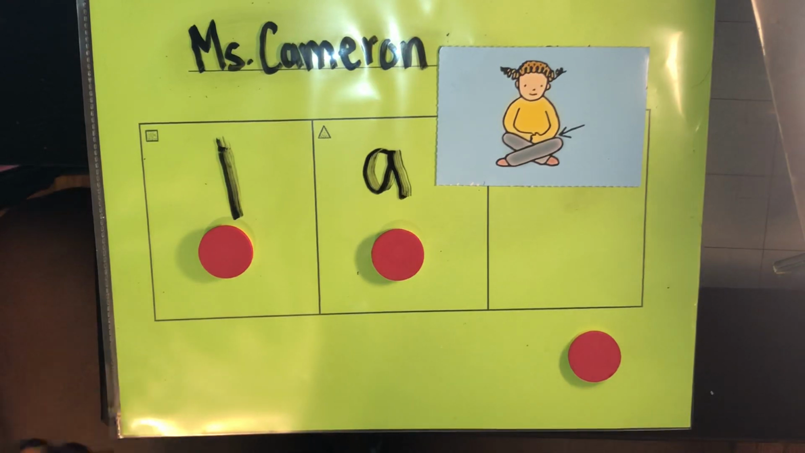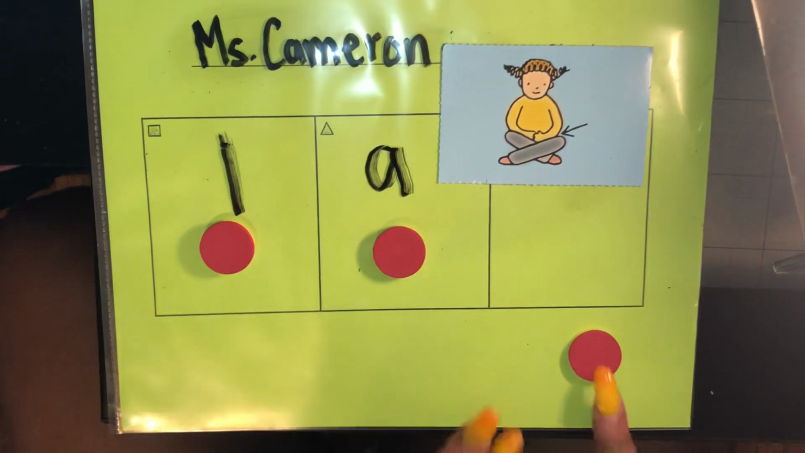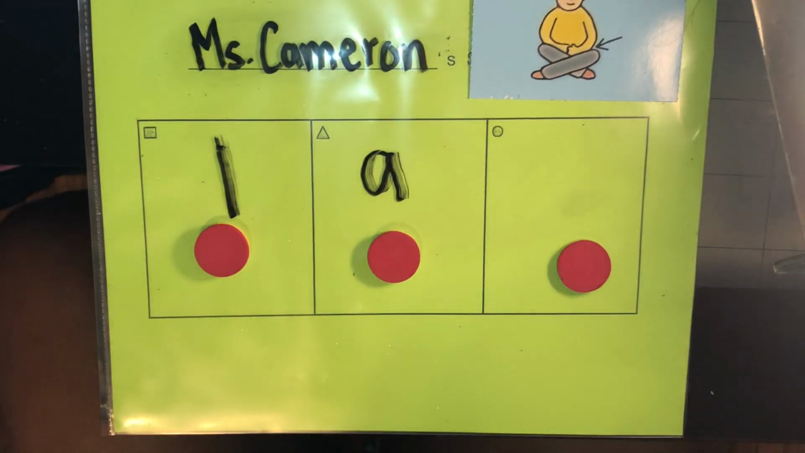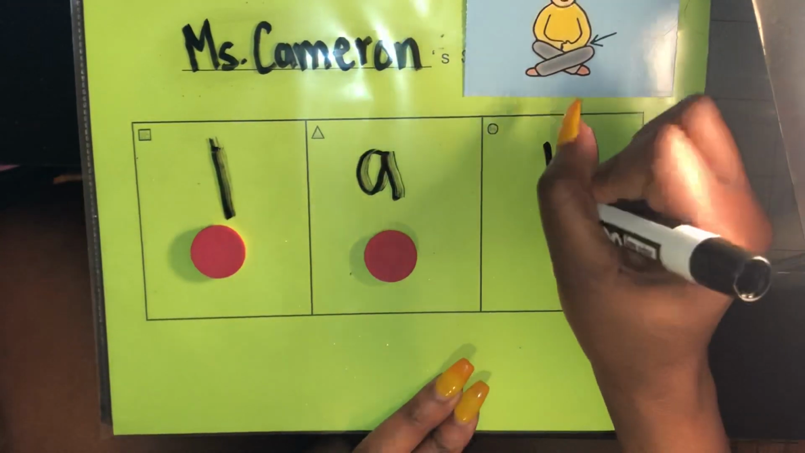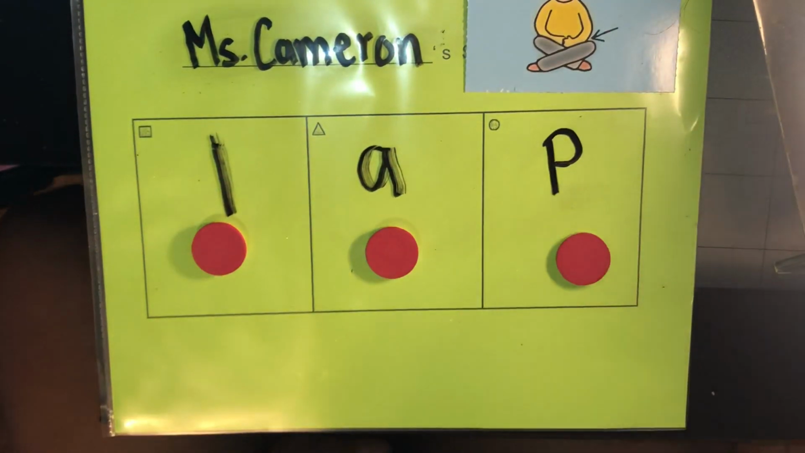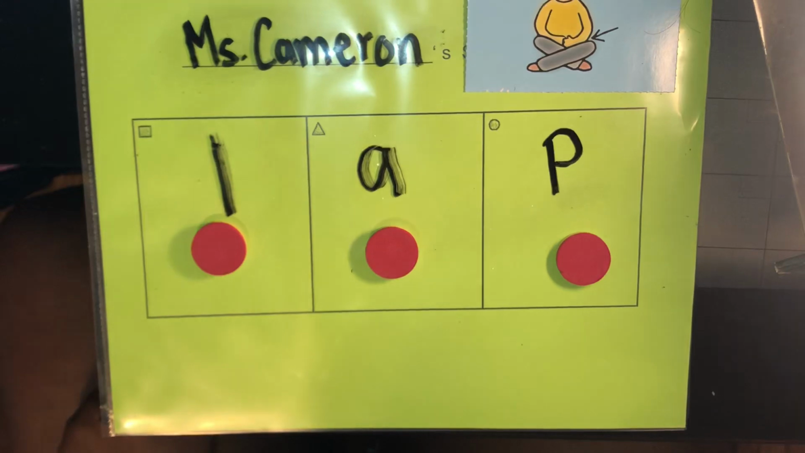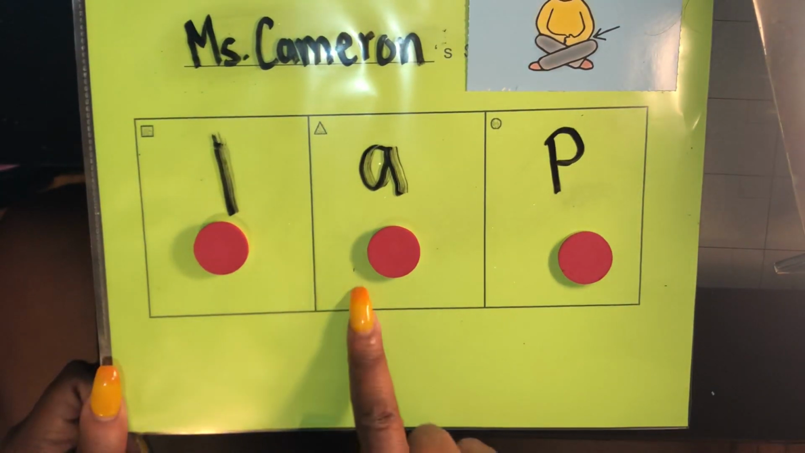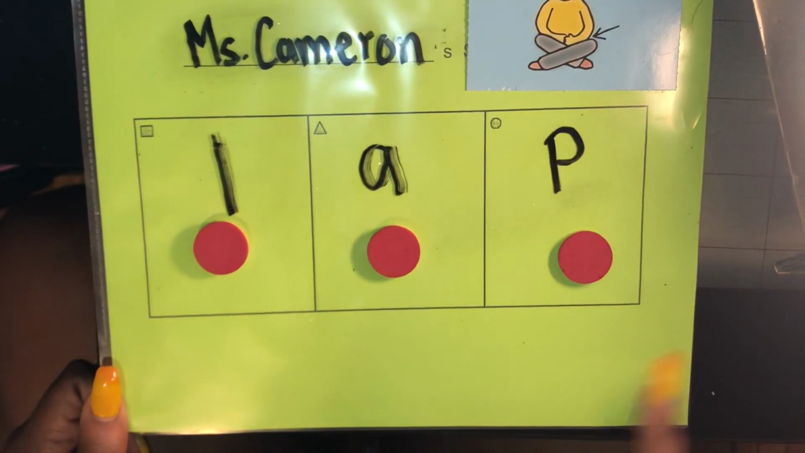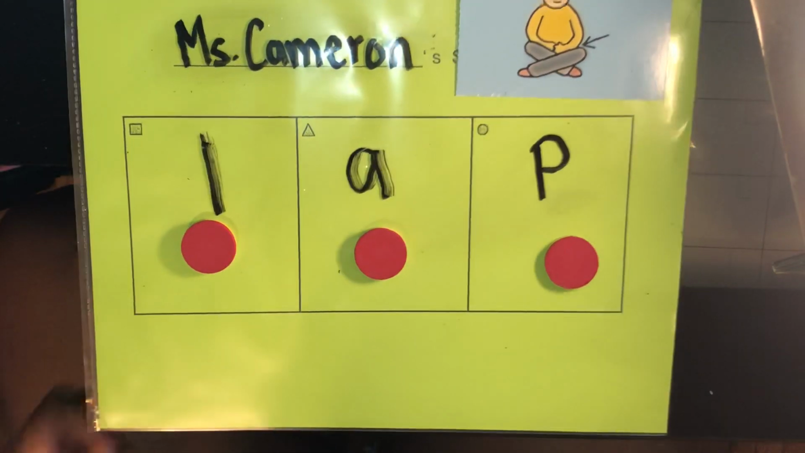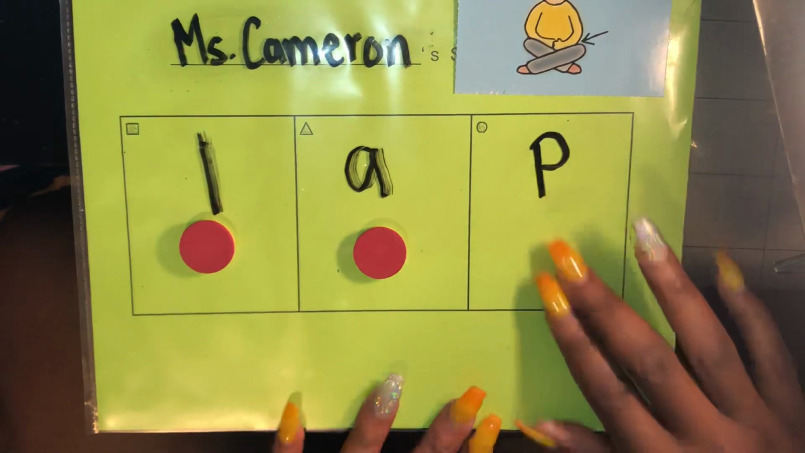Let's see if we can get to our last sound. La. Write the last letter that you hear. Did you write the letter P? Yep, because P makes the P sound. Now let's stretch out all the sounds we hear in the word lap. L, A, P, lap. Now your turn. Great. Now let's stretch out another word.